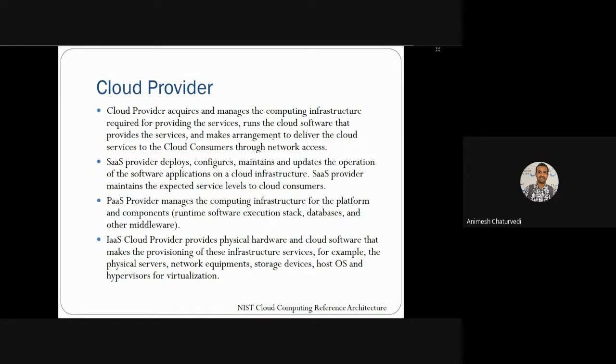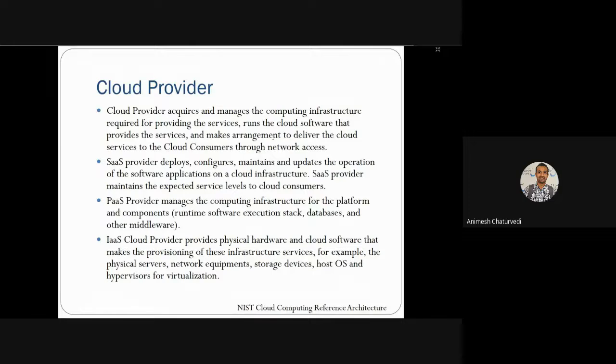They acquire and manage large computing infrastructure, and they develop applications and services that are used by cloud consumers. These providers run independent software that provides services, and they make arrangements for delivery of such services to the cloud consumer through internetwork or network access. Again, there are three types of providers. What are the three types of providers?